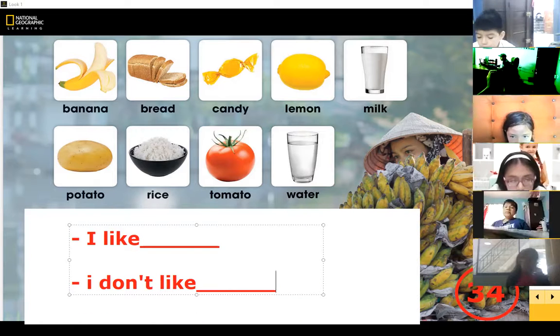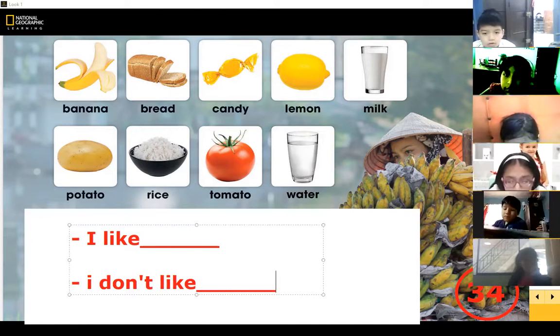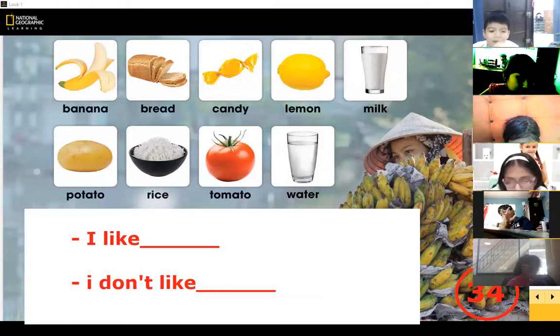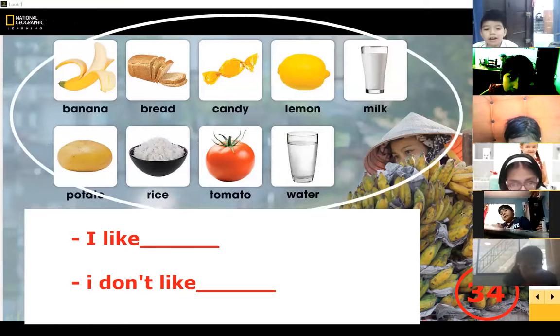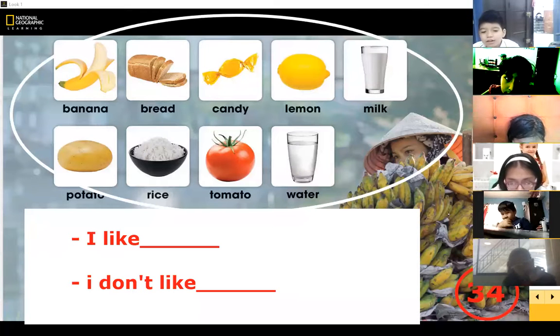Okay, let's start. Rafael, please tell me an example. What's something that you like and you don't like? I don't like tomato. I like banana. I don't like tomato.